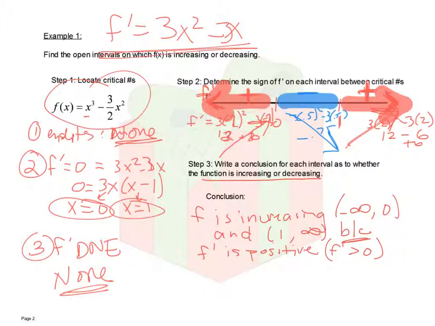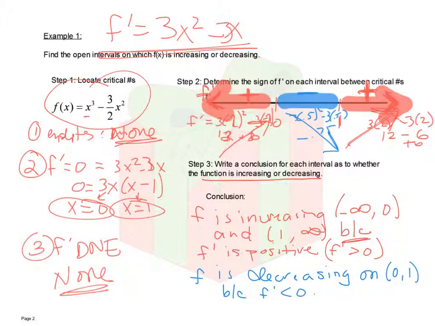Now, I'm going to say f is decreasing. Be careful. It's not f prime that's decreasing. F prime is not increasing or decreasing. It is telling you the slope of f. It's telling you what f is doing. F is decreasing on the interval 0 to 1 because f prime is less than 0. F prime is negative, if you'd like to say it that way. All right, so it's really important that you put that together.